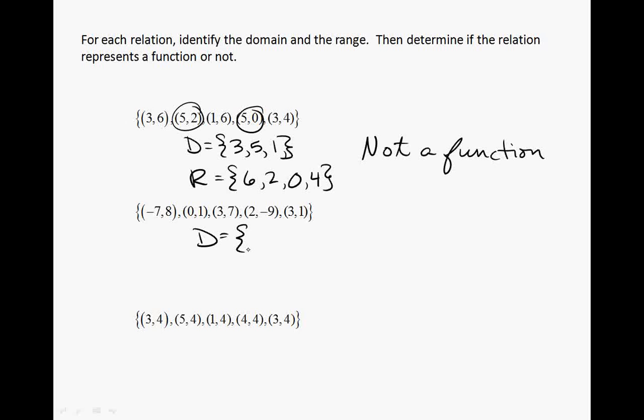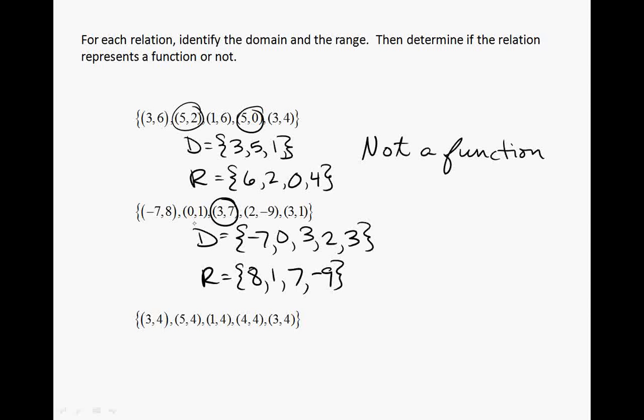Second one, we have -7, 0, 3, 2, and 3. Range is 8, 1, 7, -9, and then 1 pops in there again. Is it a function, yes or no? Well, the domain value 3 is paired with both 7 and 1, so this is not a function.